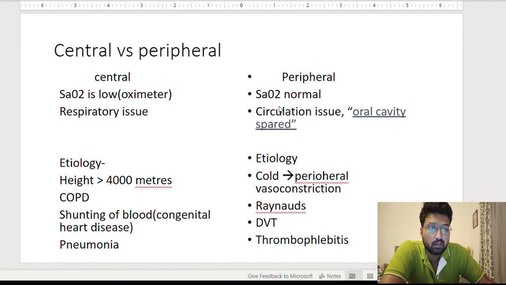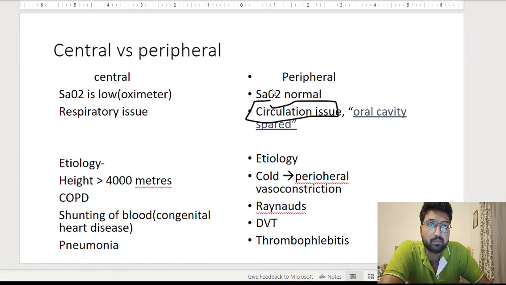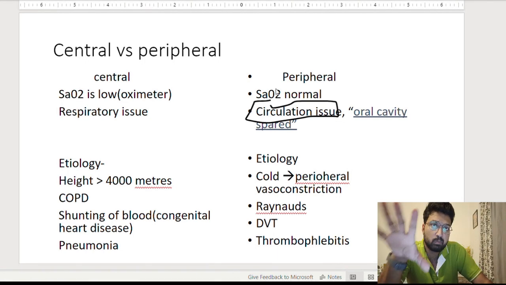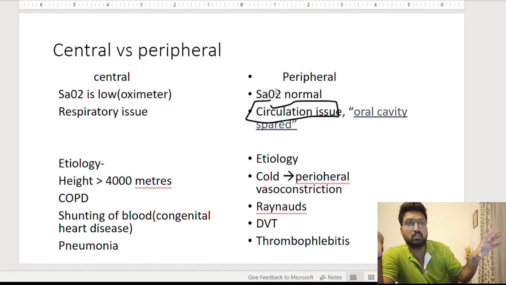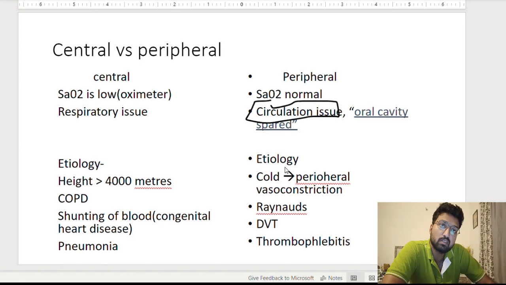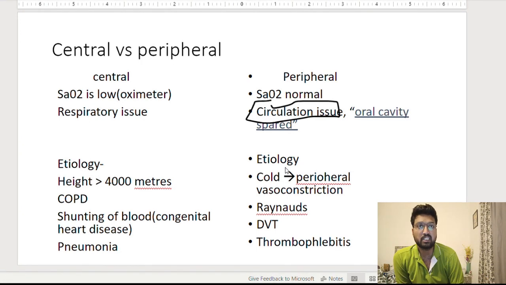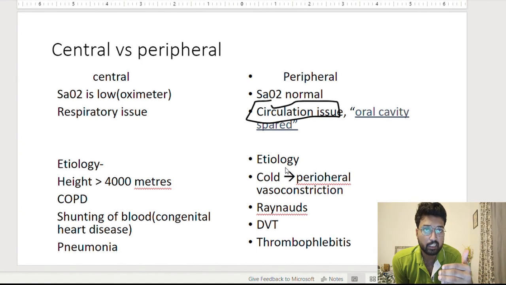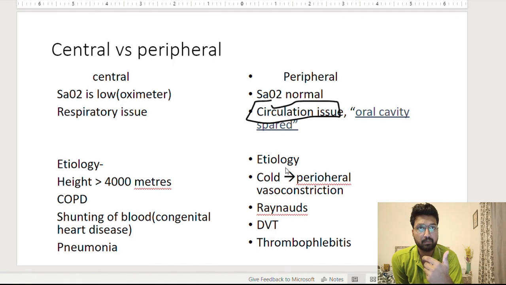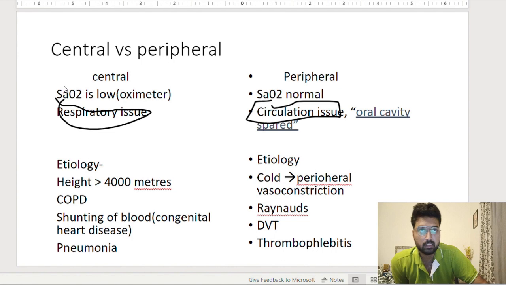So why does it occur? Peripheral cyanosis will always occur because of some issue in the circulation. Okay. The heart is not pumping enough blood, the blood is not going to the peripheries, then you will see cyanosis in the peripheries. Okay, if you're talking about central cyanosis, that means there is an issue in respiration. The patient is not able to breathe properly. That is why cyanosis is occurring everywhere. Okay, so this is a respiratory issue, central cyanosis.